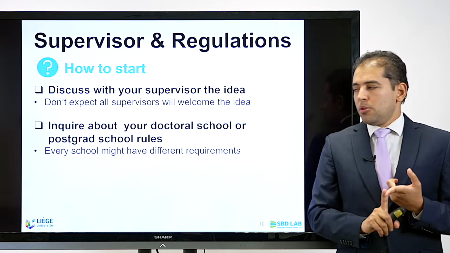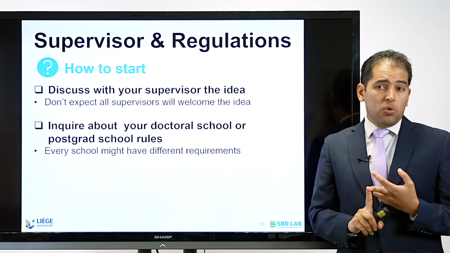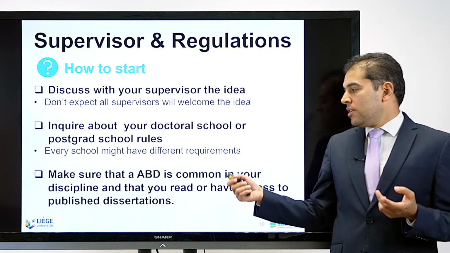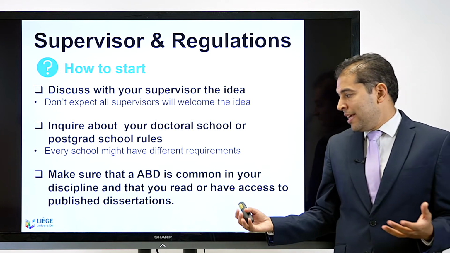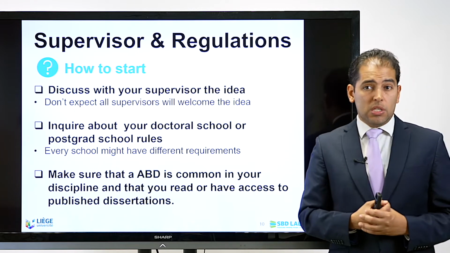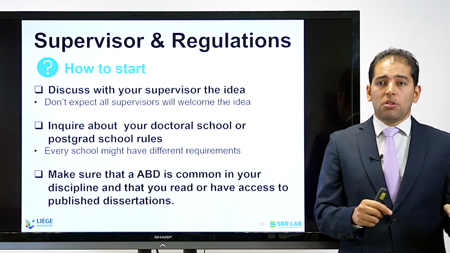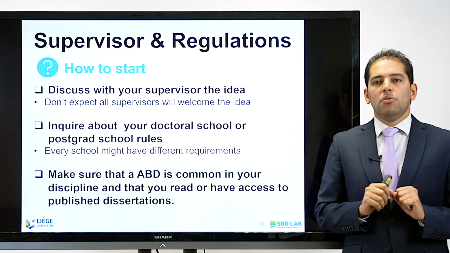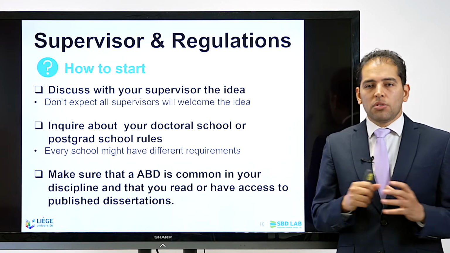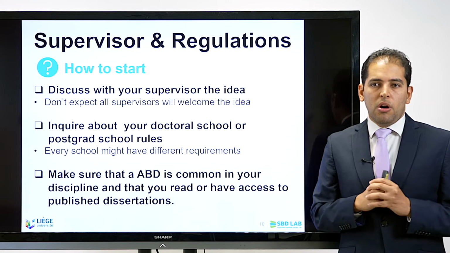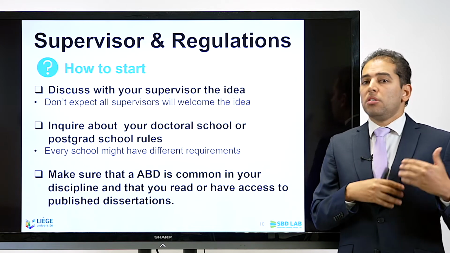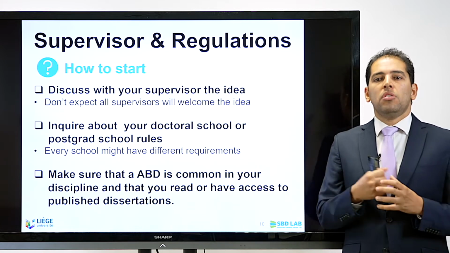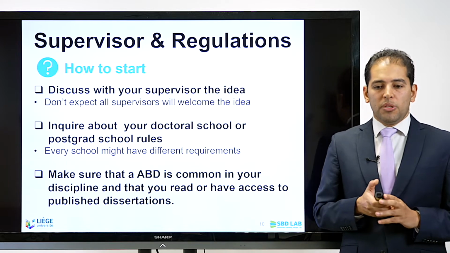First thing, you get a green light from your promoters, inquire about your doctoral school and postgraduate school rules. This is very important. And for sure, make sure that the article-based dissertation is common in your discipline and that you read or have access to published dissertation. If you are the first one who do it in your community, in your department, in your university, I rather recommend you not to do it, because then you will have huge resistance. You will meet a lot of dinosaurs who are not looking forward to have such type of dissertations. But if it's a common practice, it's starting to become common, there are some rules, you get a green light from promoter, their understanding on the doctoral school level, then I advise you to proceed.